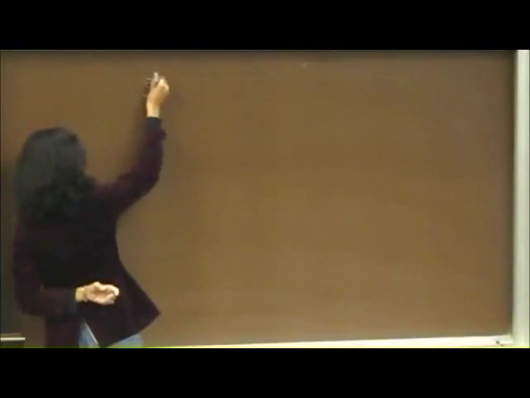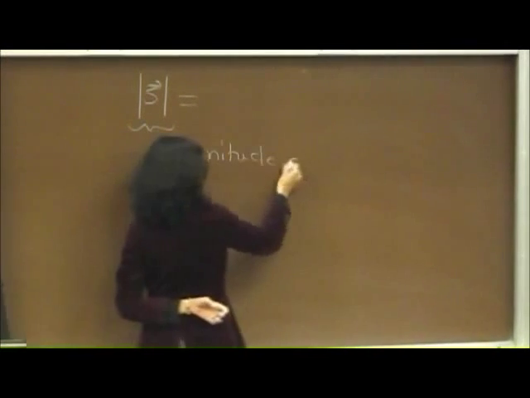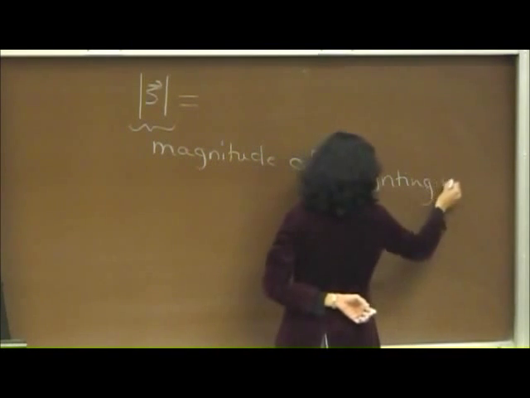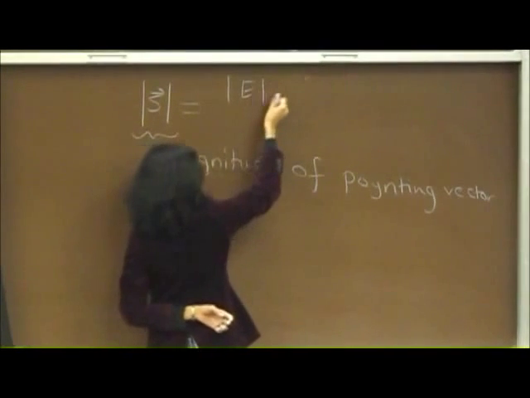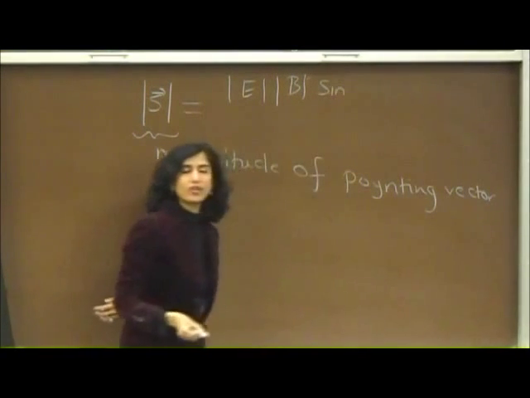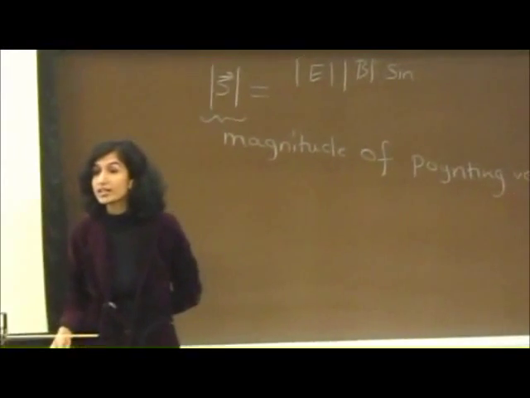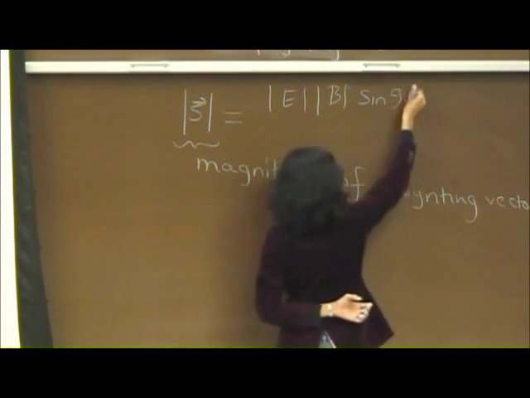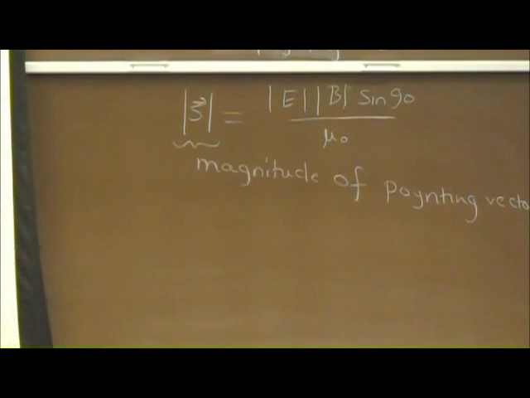Now what about the magnitude of the Poynting vector? Let's think about what the magnitude of this Poynting vector means. First of all, its magnitude will be E times B times sine of the angle between B and E. What is the sine of the angle between the electric field and the magnetic field? 90, right? Because the magnetic field and electric field are always perpendicular to each other in an electromagnetic wave. So this is sine 90 divided by mu 0. And sine 90 is obviously 1, right?